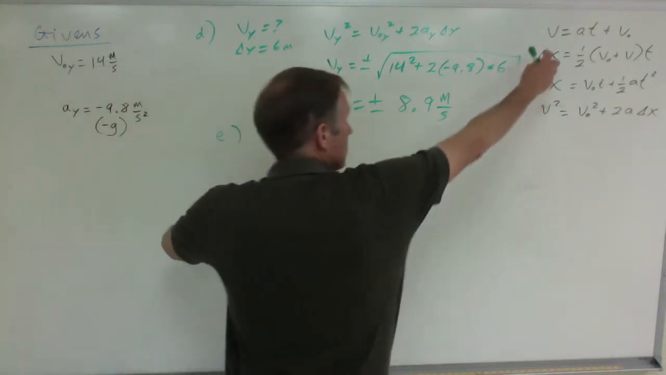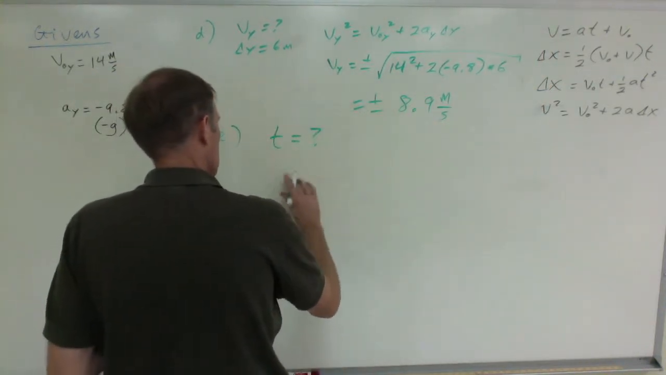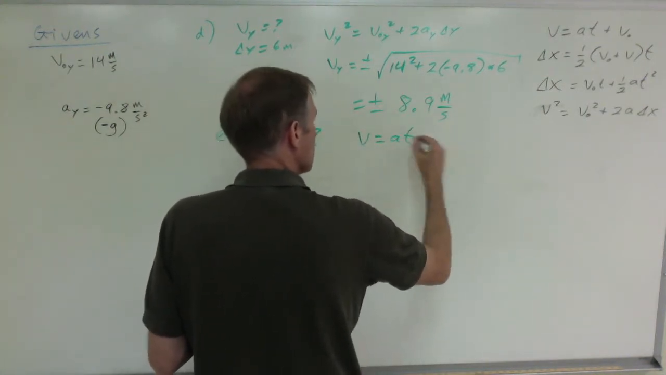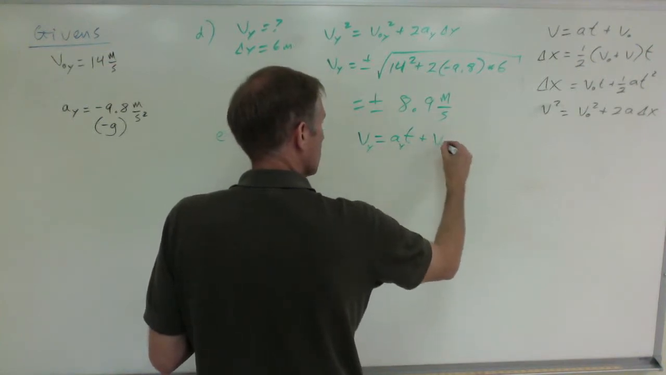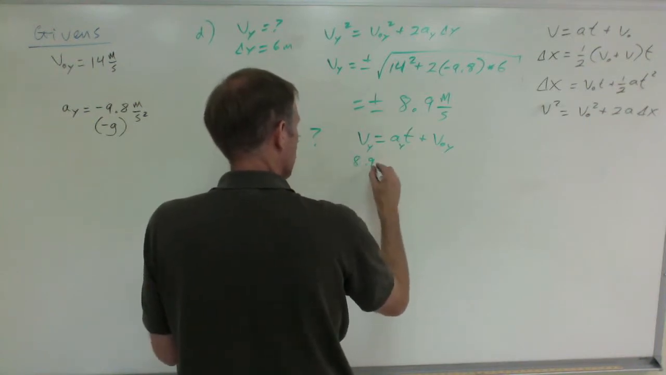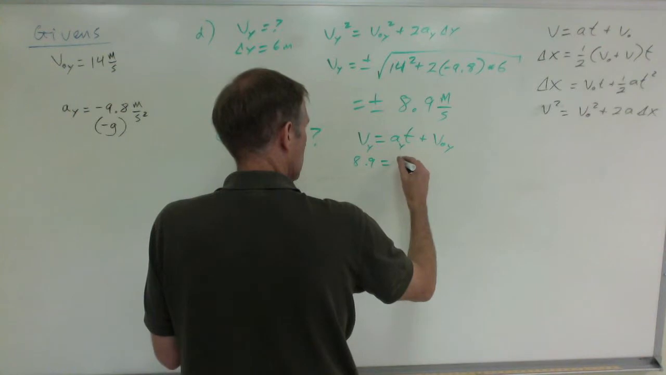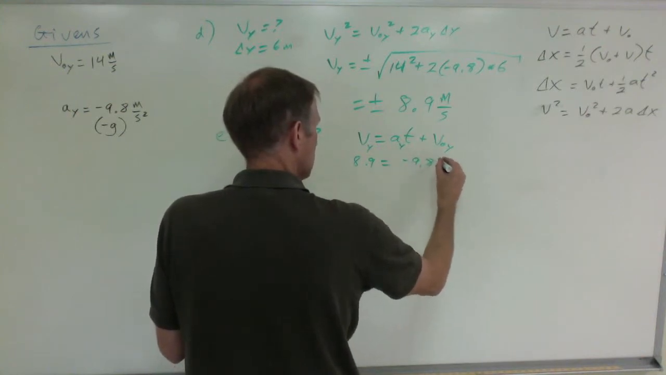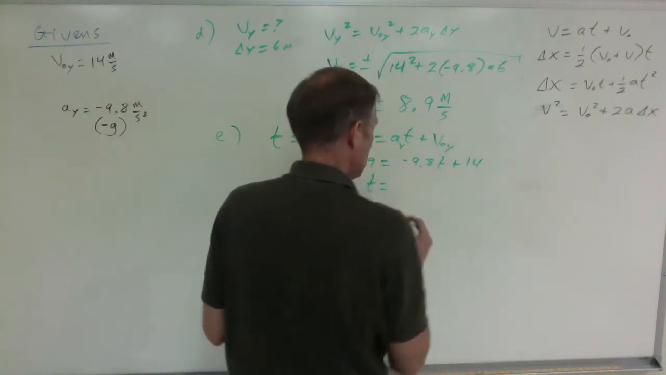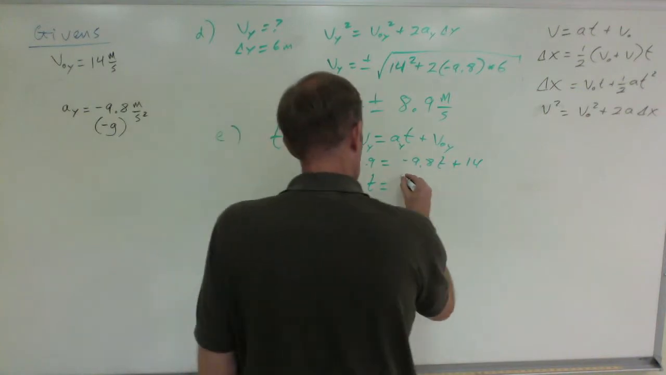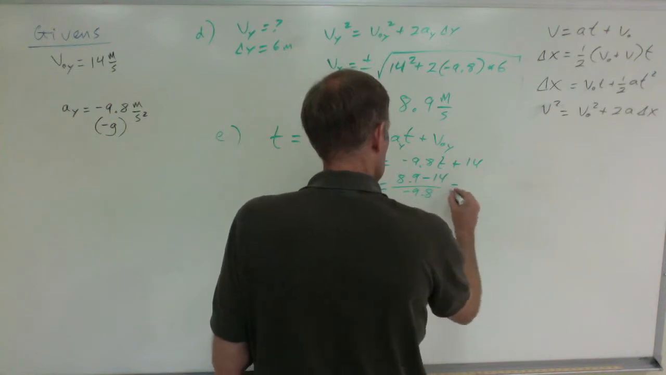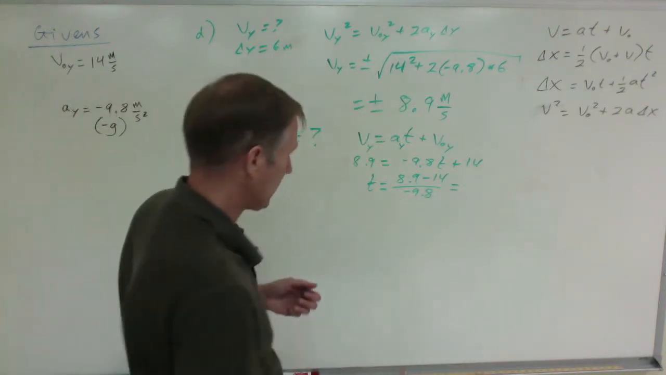if we want to avoid that, we can just use this equation twice. That's what I'm going to do. Let's see here. The first time, on the way up, it's positive 8.9 on the way up. That's negative 9.8 t plus the initial velocity of 14. Solve for t. And that's going to be, what? 8.9 minus 14 all over negative 9.8. And that comes out to be 0.53 seconds.